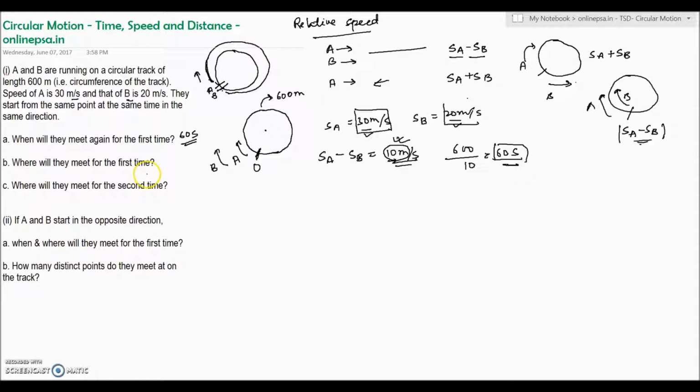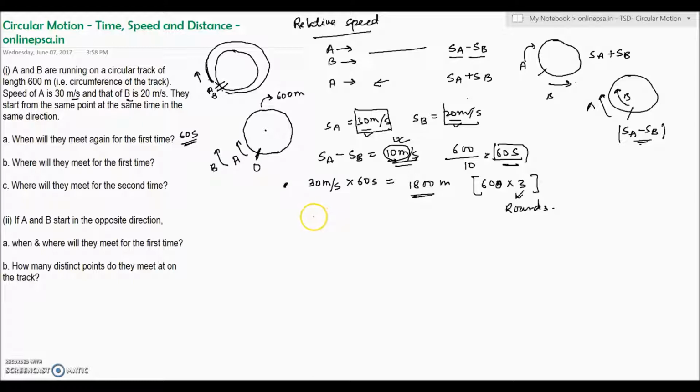The next question says, where will they meet for the first time? So in 60 seconds, we can easily find out the distance covered by A. Speed of A is 30 meter per second and the time given is 60 seconds, right? So total is 1800 meters. 1800 meters is nothing but 3 rounds of this entire circumference, right? 600 meter is the track length. So it is nothing but 3 rounds of the entire track. So A has taken 3 rounds.